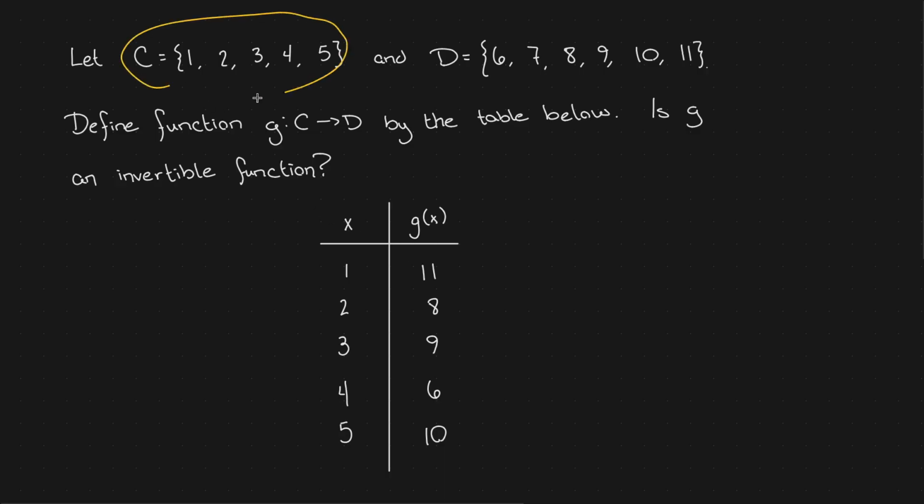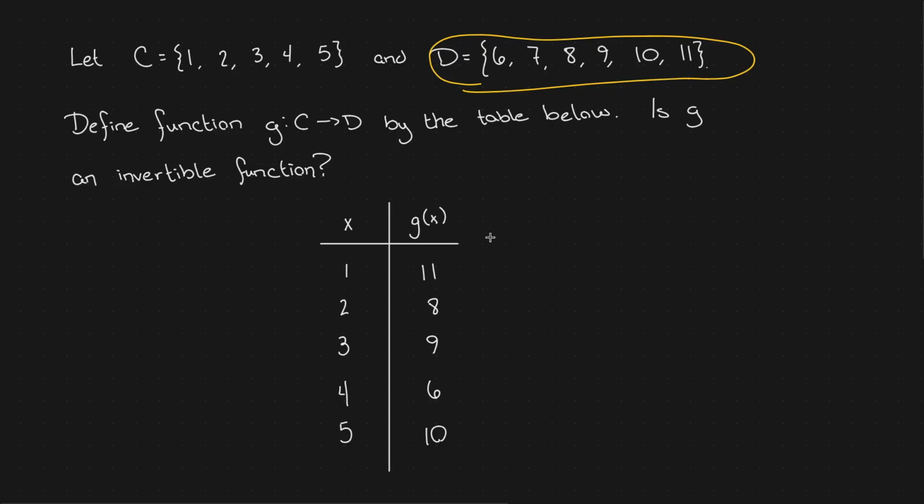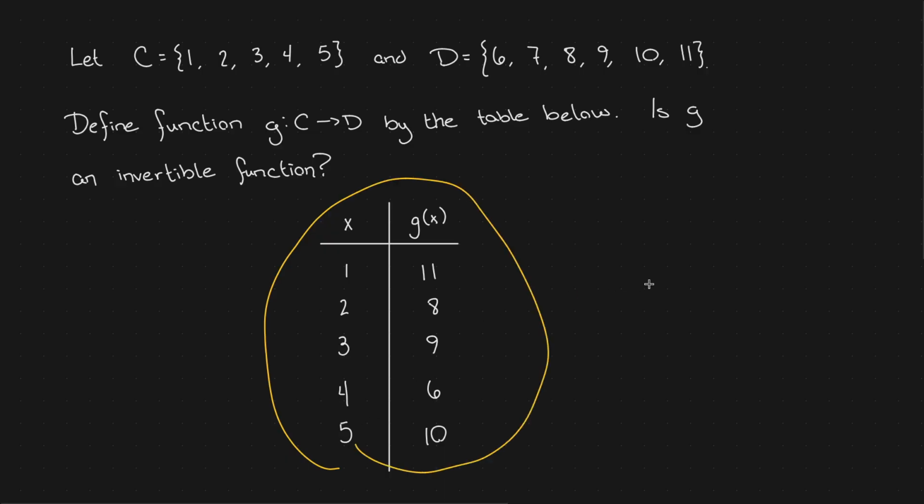Let C be the set 1, 2, 3, 4, 5, and let D be the set consisting of 6, 7, 8, 9, 10, and 11. We're going to define function G as a function with domain C that maps into codomain D by this table again. And we want to determine if G is an invertible function. So the very first thing we're going to check is, is G a one-to-one function? We saw in the last example, if we want our function to be invertible, it must be a one-to-one function.